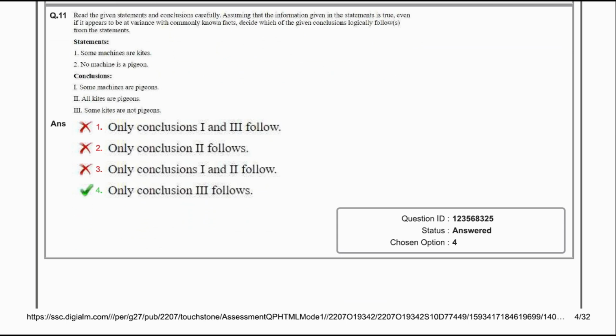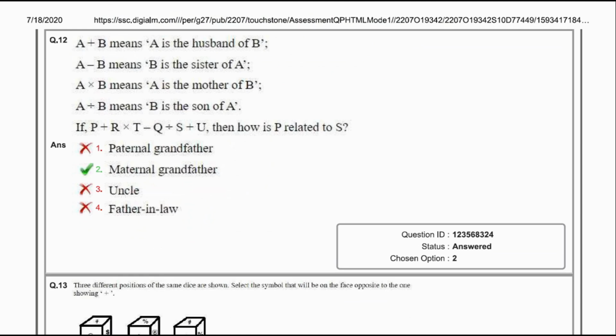So move to question number 12. A plus B means the husband of B. A minus B means B is the sister of A. A into B means A is the mother of B. A divided by B means B is the son of A. If P plus R into T minus Q divided by S plus U, then how is P related to S? So the options are paternal grandfather, maternal grandfather, uncle or father-in-law. So option second, maternal grandfather, is the correct option.